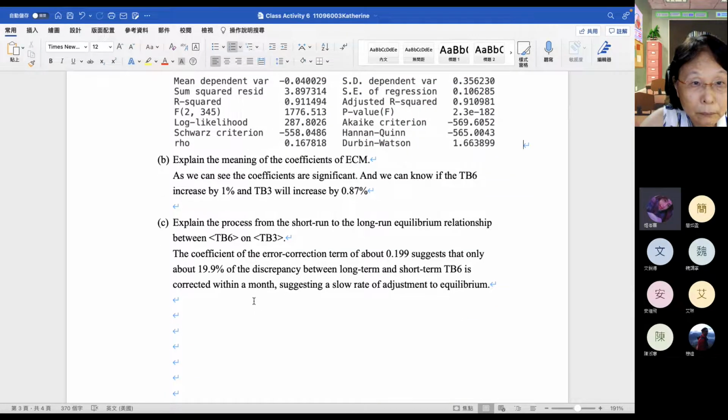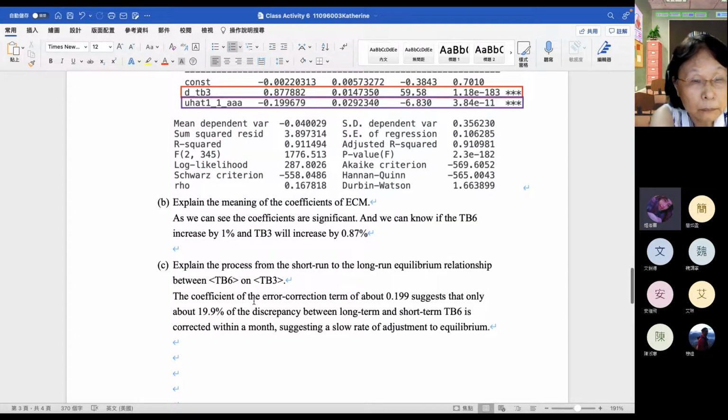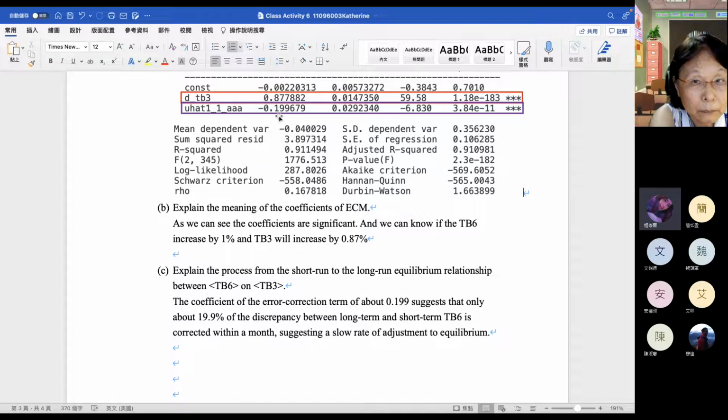And explain the process from the short run to the long run equilibrium relationship between TB6 and TB3. The coefficient of the error correction term of about 0.1999679 suggests that only about 19.9% of the discrepancy between long-term and short-term TB6 is corrected within a month, suggesting a slow rate of adjustment to equilibrium.